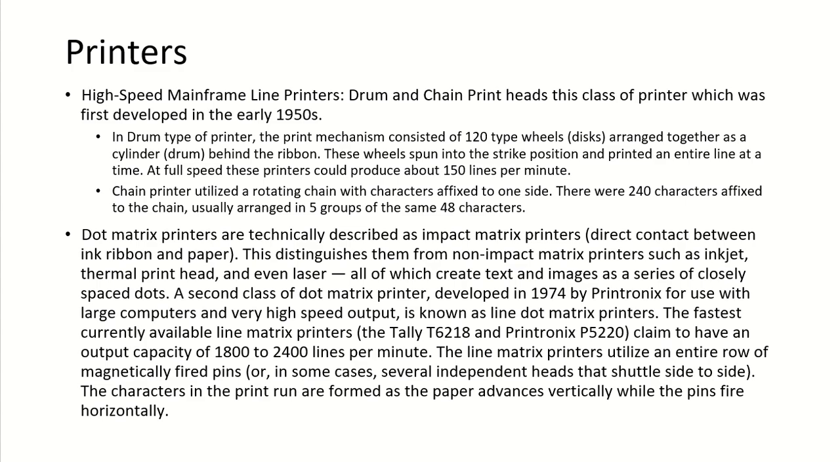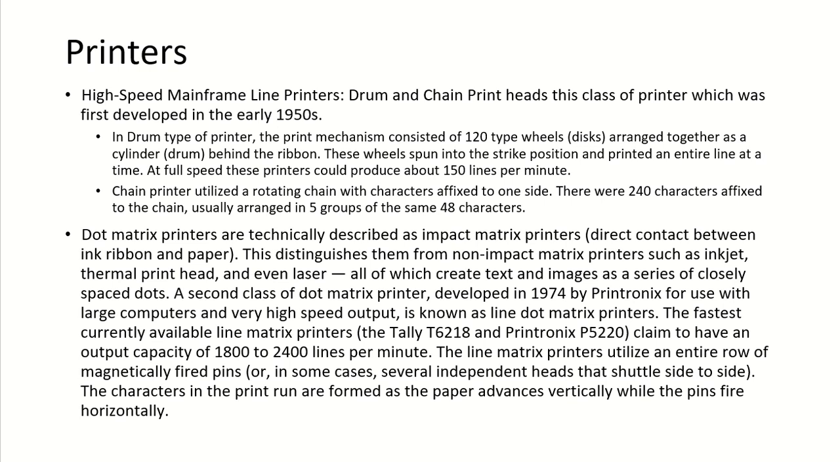Starting with printers. High-speed mainframe line printers, the most common ones are drum and chain printers, which were developed in the early 1950s. In the drum type of printer, there are 120 type wheels or discs arranged together in a cylinder or drum behind the ribbon. Thus, with these wheels, an entire line can be written at a single time, and the speed of this type of printer is 150 lines per minute.